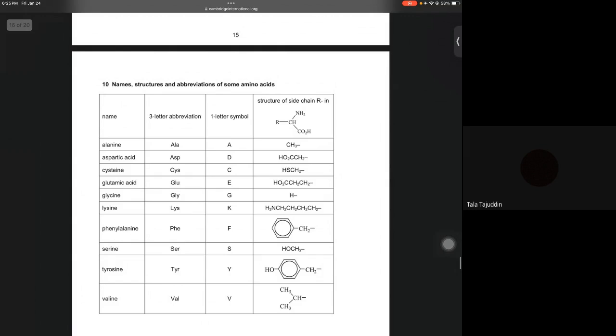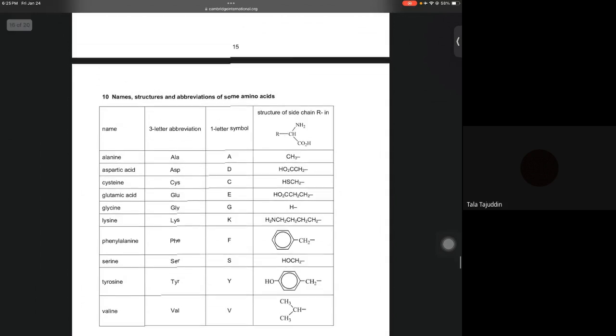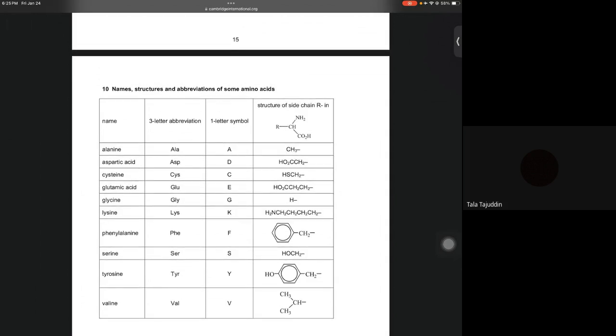If CH3 is your R in the side chain of the amino acid, I would say that this is alanine. And if R is CH2CO2H, I would say this is aspartic acid. Same goes for cysteine, glutamic acid, glycine, lysine, phenylalanine, serine, tyrosine, and then valine. So we have different monomers according to the presence of R groups. That's why I was saying.